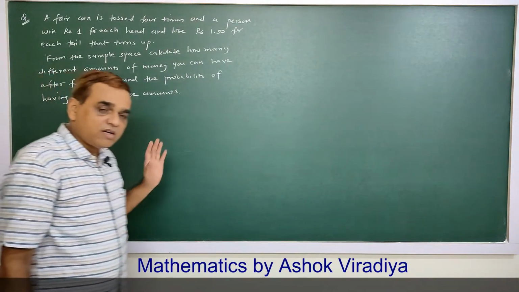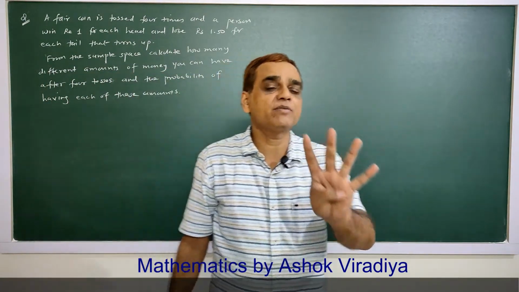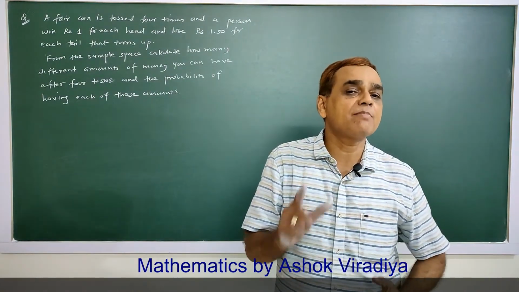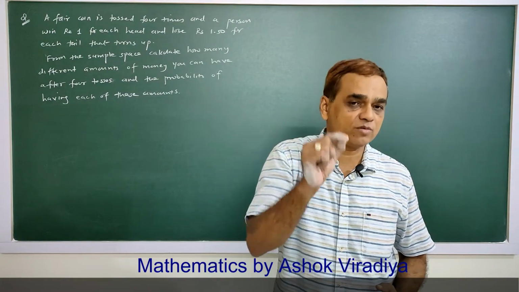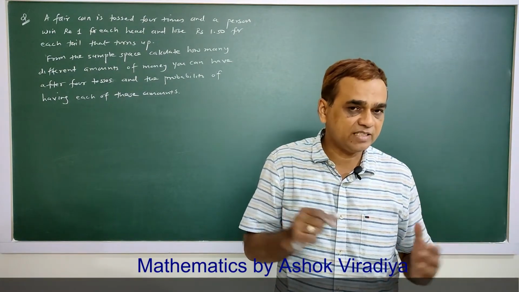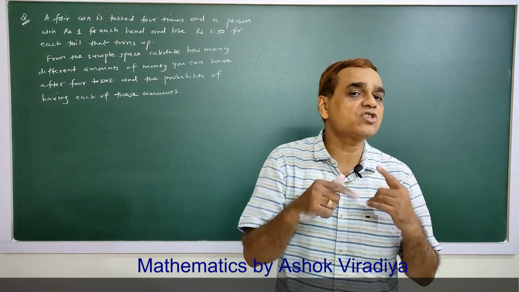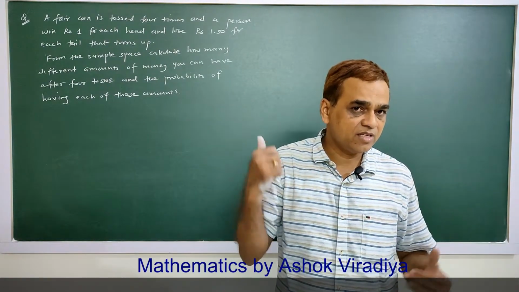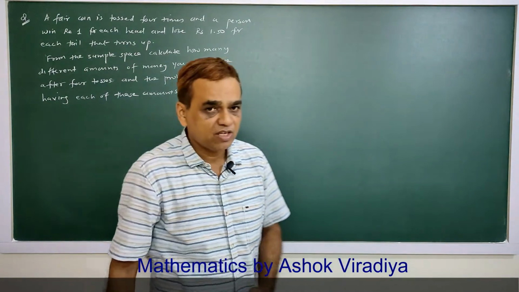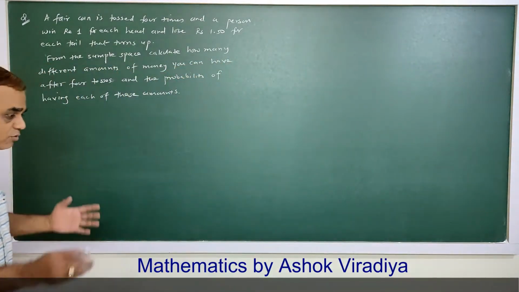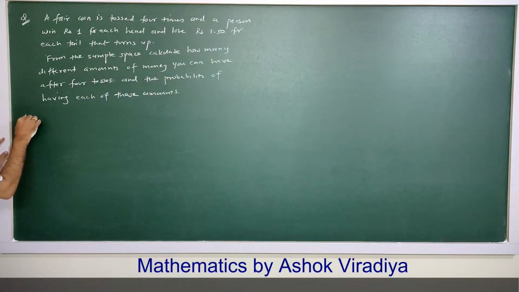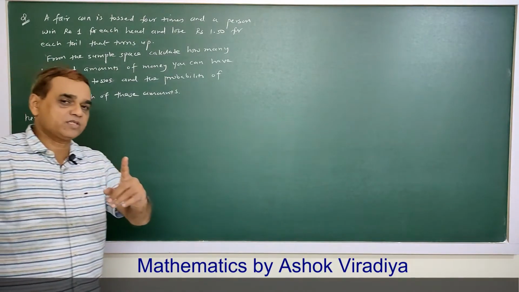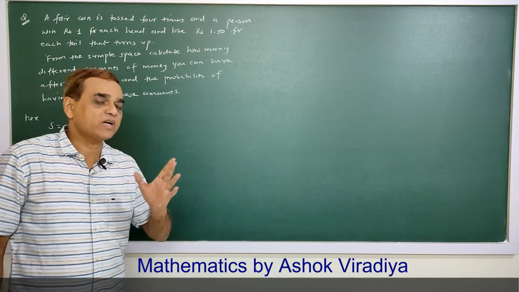See here, a coin is tossed 4 times. So the total number of outcomes in the sample space is 2 to the power 4, that is 16. If a coin is tossed 3 times, outcomes are 8. Here the coin is tossed 4 times, so total 16 outcomes. Now see how to prepare the list of these 16 outcomes without missing any one.